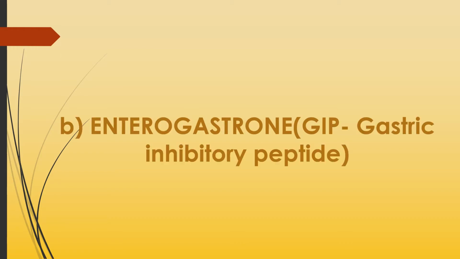Next hormone, enterogastrone. It is also called as gastric inhibitory peptide. It is secreted by the duodenal epithelium. It inhibits gastric secretion and motility. It slows gastric contraction. Hence, it is also called as gastric inhibitory peptide.